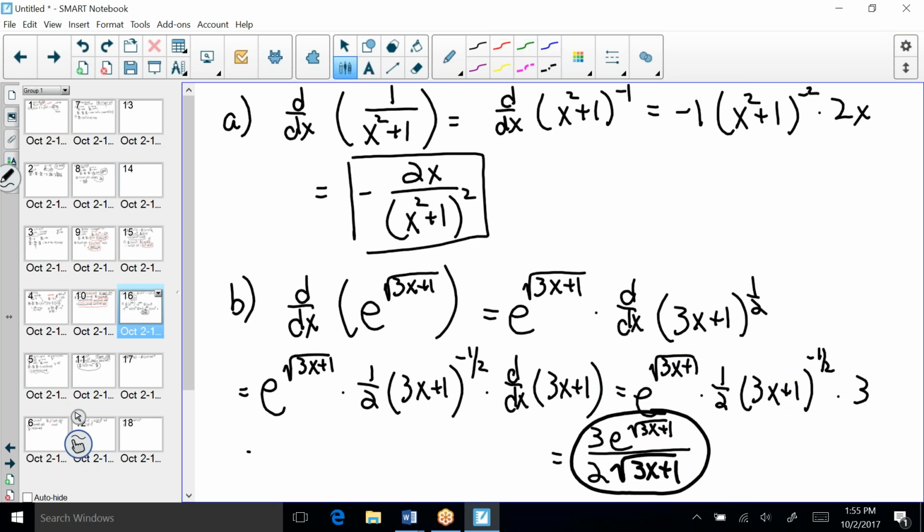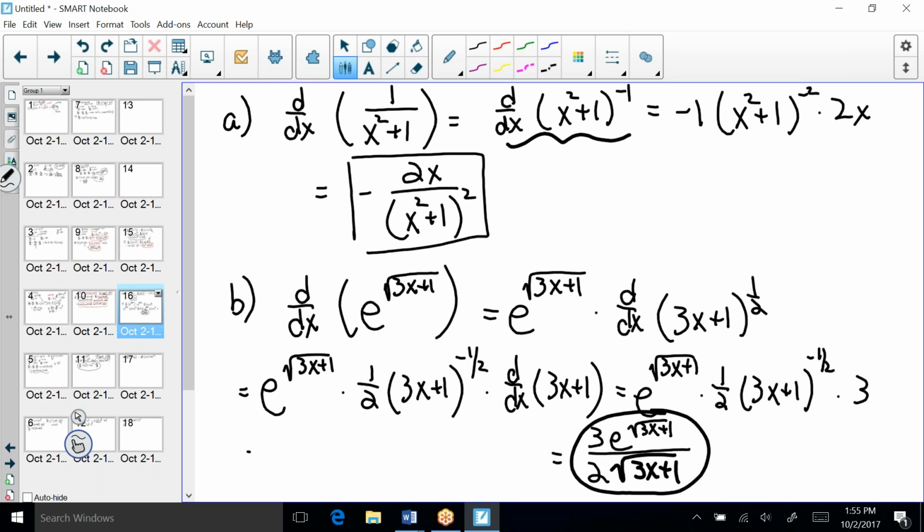All right, let's go through these problems. For A, when you are finding the derivative of 1 over x squared plus 1, the best thing to do is probably to rewrite that as x squared plus 1 to the minus 1 power. Otherwise, you'd have to use the quotient rule to do that. But we can do it this way if we just rewrite it to the negative 1 power.